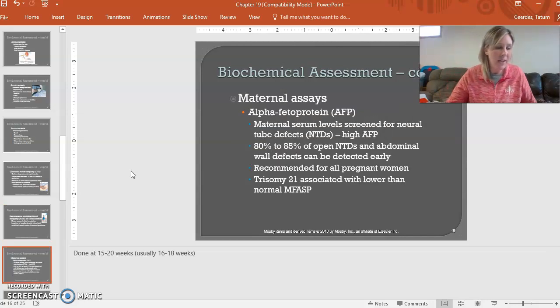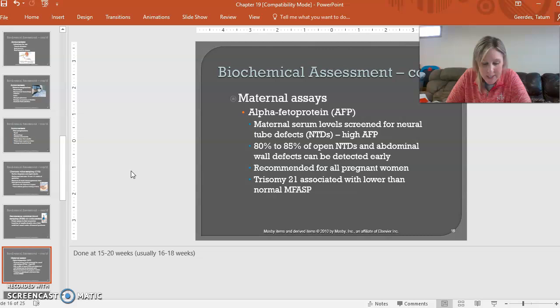All right, so moving on to alpha-fetoprotein, a maternal assay. Basically what we do is we analyze the maternal serum levels of the alpha-fetoprotein to detect any neural tube defects. Usually neural tube defects are considered present if alpha-fetoprotein levels are high in mom's serum. So 80 to 85% of open neural tube defects and abdominal wall defects can be detected early through alpha-fetoprotein sampling. It's recommended for all pregnant women.